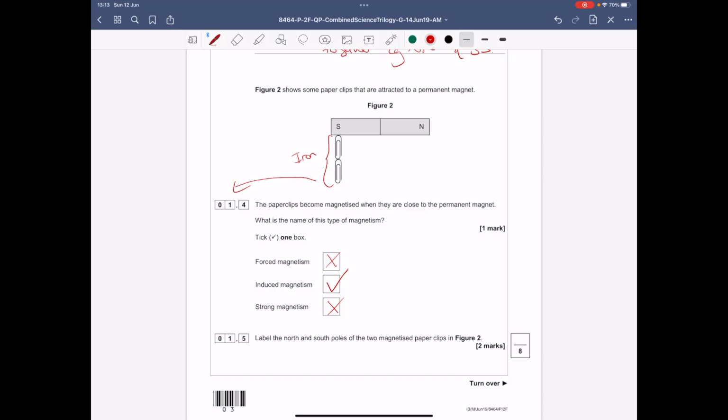It then says label the north pole and the south pole of the 2 magnetized paper clips on figure 2. Well, we've just said that opposite poles attract. So if these 2 paper clips become temporary magnets, the south pole of the magnet would be attracted to the north pole of that induced paper clip, then the other end would be a south, then you'd have the north pole again attracting to the south, and the south pole being at the bottom. So NS, NS on your paper clips.